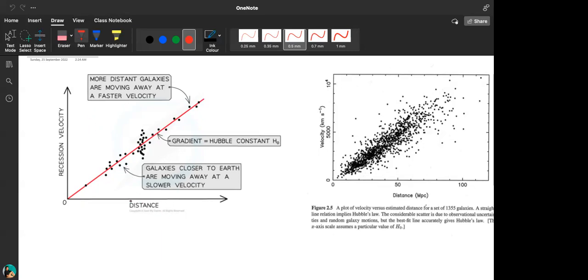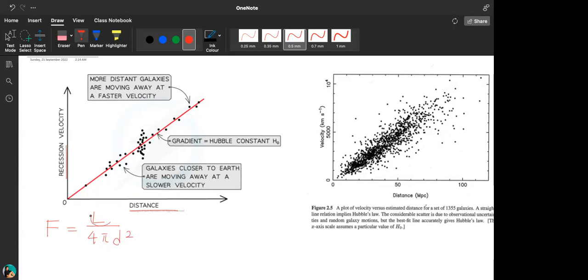So this graph shows recession velocity. Recession means the speed moving away from us. So it is moving away from us, plotted against distance. Now recall, how do we get distance from our formula? Flux intensity equals luminosity over 4 pi d squared. Okay, it is from this formula that we get the distance.